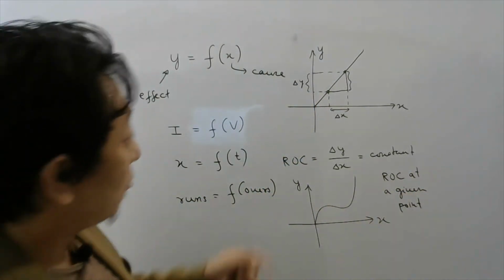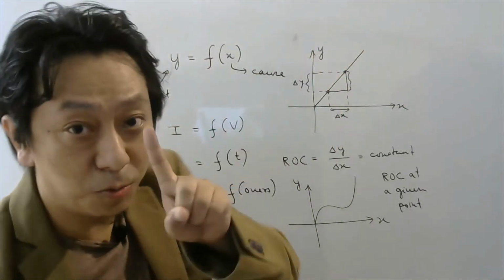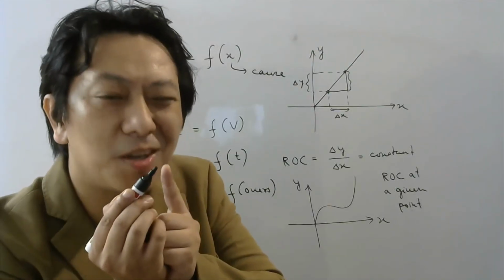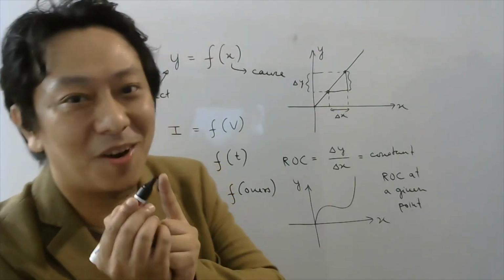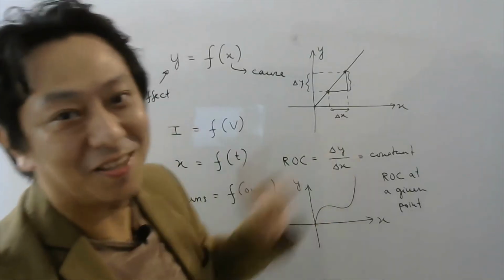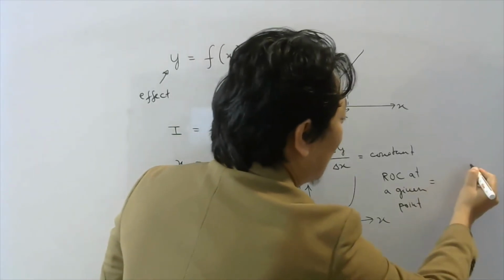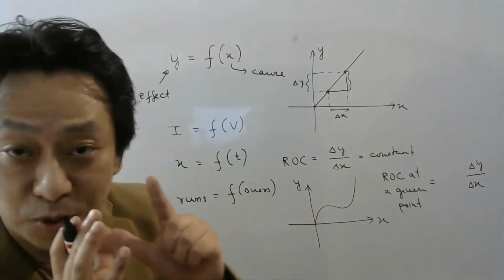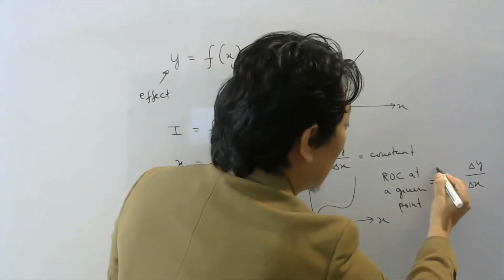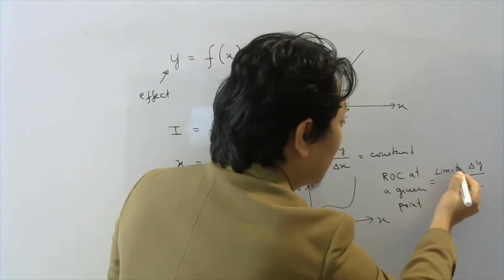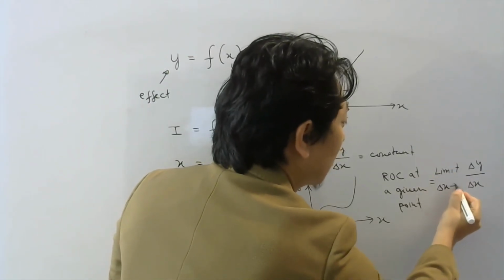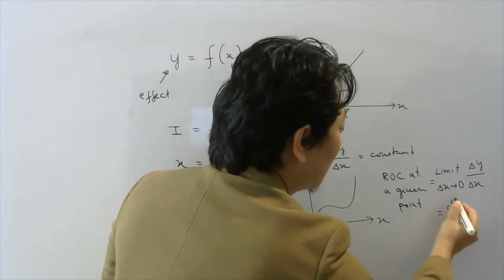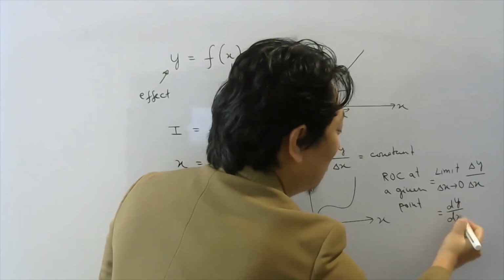Which means you now have to convert these 2 points into 1 point. And how do you do that? You bring the second point as close as possible to the first point and then calculate the ratio. And that we write in mathematics as delta y by delta x, but we put a condition, and the condition is we take the limit of this ratio as delta x becomes very small. And that is what we call differentiation of y with respect to x.